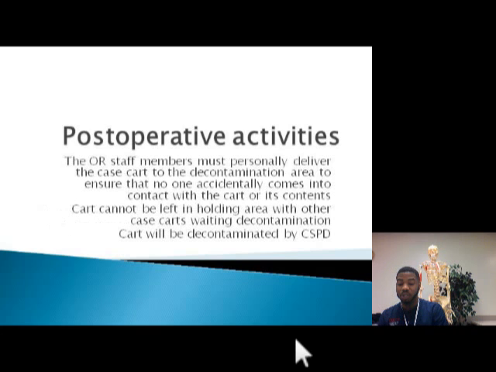The OR staff must personally deliver the case cart to the decontamination area to ensure that no one accidentally comes in contact with the cart or its contents. The cart cannot be left in the holding area with other case carts waiting for decontamination. The cart will be decontaminated by the Central Sterile Processing Department.